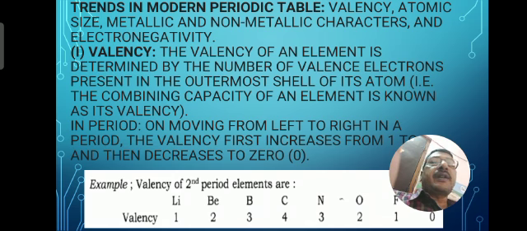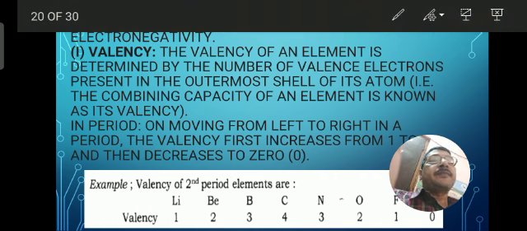Trends. What trends can be seen when we are doing the classification of elements in the modern periodic table? The trends in the modern periodic table are valency, atomic size, metallic and non-metallic characters, and electronegativity. What happens to them when we are moving from left to right in a period and top to bottom in a group? Okay, so let us see one by one.